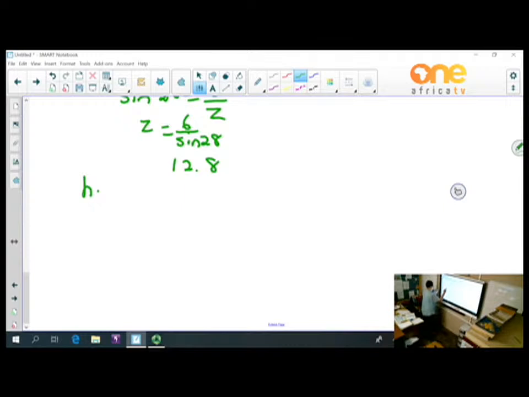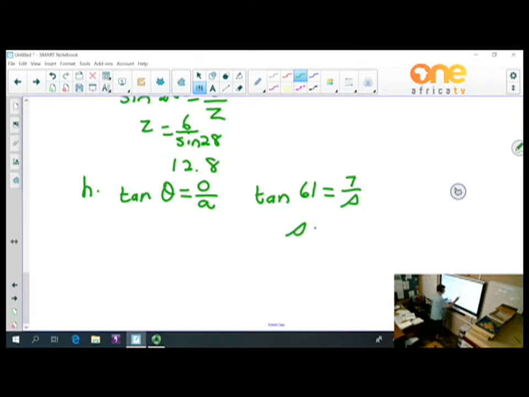And the very last one on that exercise, number H. Which function? That one will again be tan. Tan theta is opposite over adjacent. The sides tell me what to choose. Substitute: tan 61 is equal to, now look, the 7 is opposite. Which method? Bottom divide. So 7 divided by tan 61 is equal to 3.88.